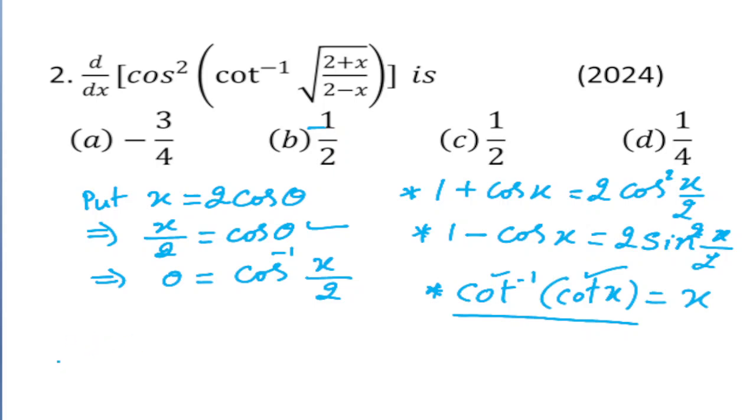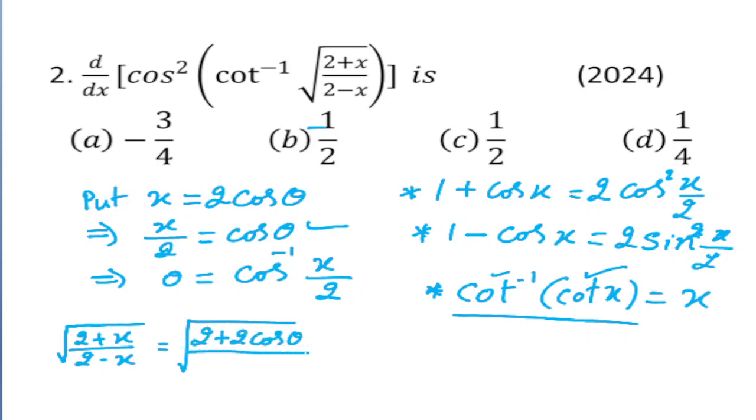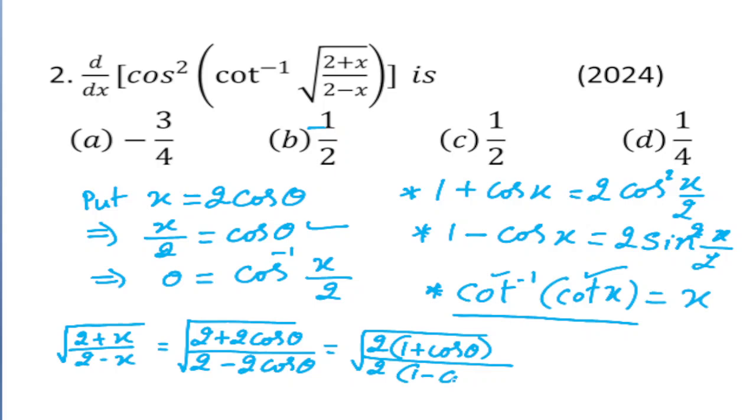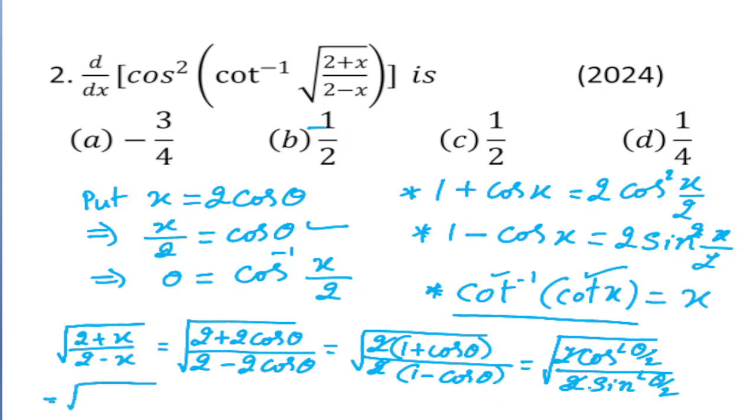Now let us put this in the under root function. Let us take only the under root function here. What is the under root function? Under root (2 plus x) divided by (2 minus x). So in place of x we are going to substitute 2 cos theta: (2 plus 2 cos theta) divided by (2 minus 2 cos theta). In both numerator and denominator, 2 is common. Once you take 2 common, you will get (1 plus cos theta) divided by (1 minus cos theta). 2 and 2 will get cancelled under root, and 1 plus cos theta can be written as 2 cos square theta by 2, and 1 minus cos theta can be written as 2 sine square theta by 2. Again 2 and 2 will get cancelled, and what will you get here, friends? Under root of cos square theta by 2 divided by sine square theta by 2.